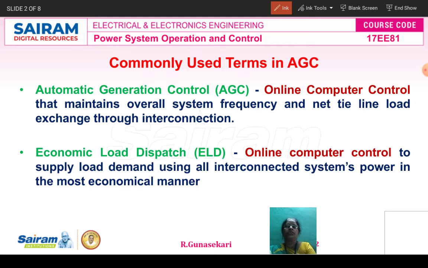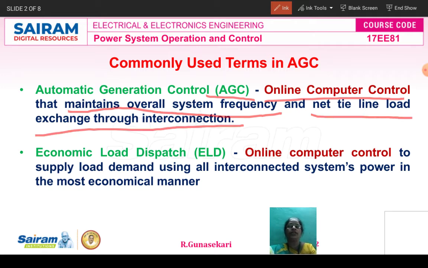The automatic generation control, which is represented by AGC, is also an online computer control. It is used to maintain the overall system frequency and also to maintain the net tie line load exchange through the interconnection. The tie line is nothing but the power interchange between two power systems through a transmission line, that is called a tie line. This is the first term used in the automatic generation control.